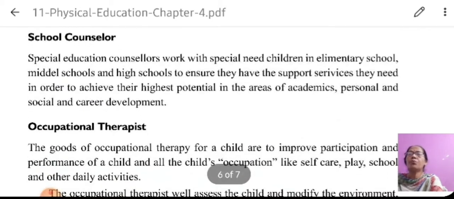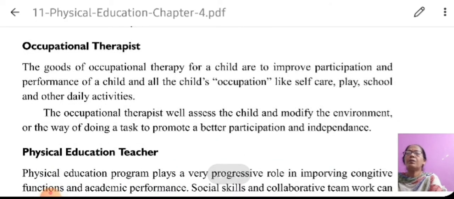Now, school counselor. Special education counselors work with special needs children in elementary school, middle school and high school to ensure they have the support services they need in order to achieve their highest potential in the areas of academic, personal and social and career development. Occupational therapist. The goals of occupational therapy for a child are to improve participation and performance of a child in all the child's occupations like self-care, play, school and other daily activities.